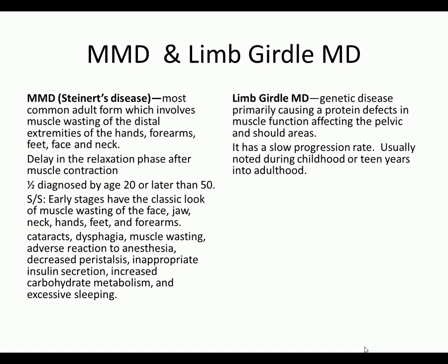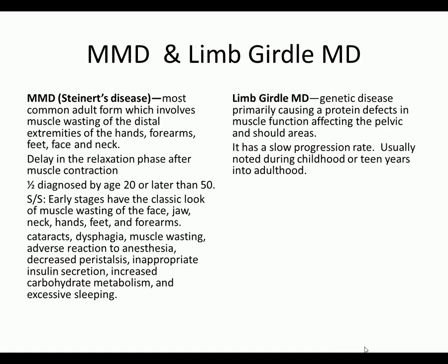Signs and symptoms, you're going to look for those classic signs, and the classic signs of this are muscle wasting in the face, the jaw, neck, hands, feet, and the forearm. Okay? They can also present with cataracts, dysphagia, and muscle wasting. Adverse reactions to anesthesia could be caused because of decreased muscle tone in the diaphragm. You will see decreased peristalsis, inappropriate insulin secretion, increased carbohydrate metabolism, and excessive sleepiness.